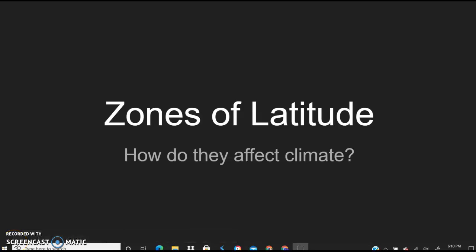Hello guys, today we are going to be taking a look at zones of latitude and how they affect climate. This is going to be important, especially for us as we do our imaginary continent project, because as part of that project you will be identifying the zone of latitude your continent is in and labeling that on your poster. And then you'll be using your knowledge of zones of latitude to help describe your continent's climate during our performance task writing.